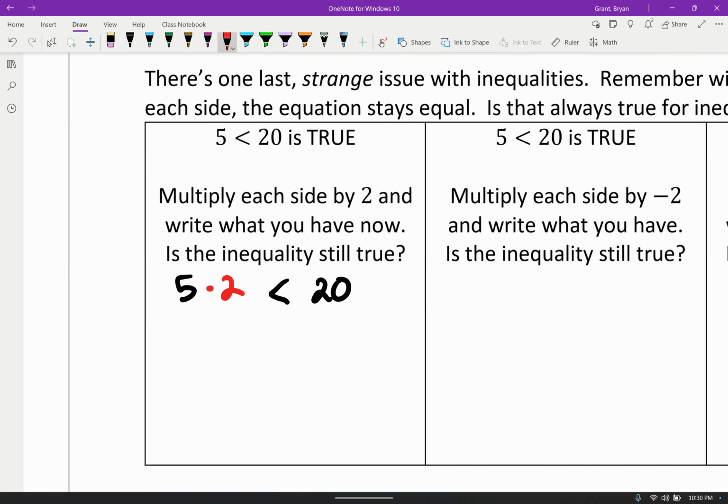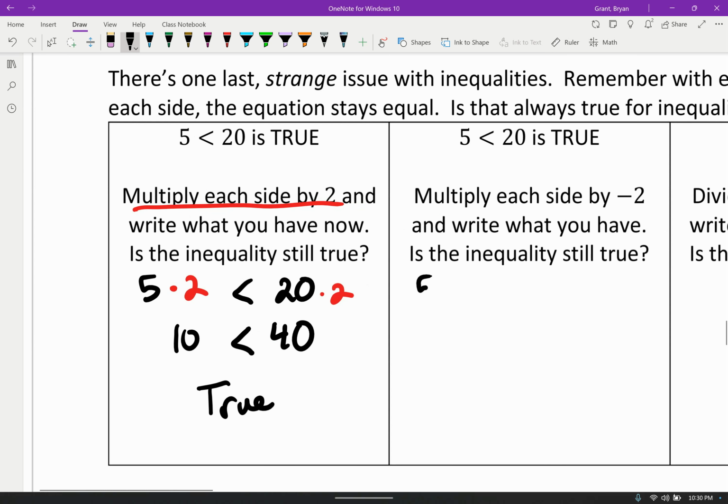So times 2, right, up here, times 2. And that gives me 10 is less than 40. Is that true? Is 10 smaller than 40? Yeah. So it seems like if you multiply both sides by the same number, nothing changes. Okay, let's try one more just to be sure.